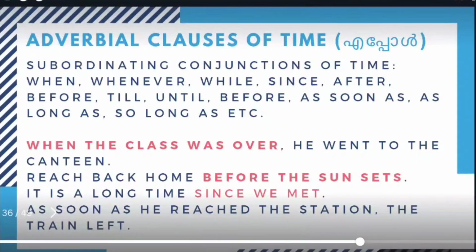So let's look at some examples. When the class was over, he went to the canteen. So here we have two clauses. He went to the canteen is an independent or a main clause, right? It can stand alone as a sentence. But what about the first part? When the class was over.